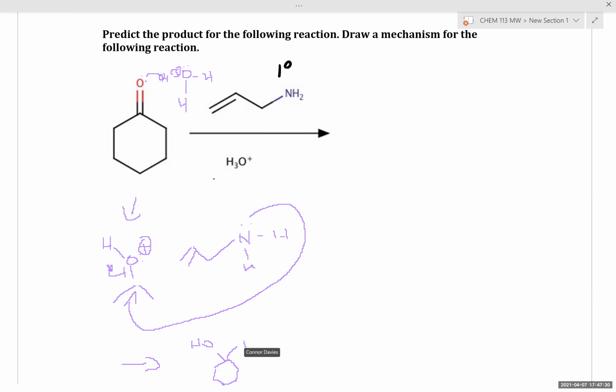From here, in order to activate water as a leaving group, what's the next step in this process? So we have a protonated amine currently. So our goal would be to protonate the alcohol to activate it as a leaving group, and to free up a lone pair on our amine to lose water, we need to also deprotonate the amine.